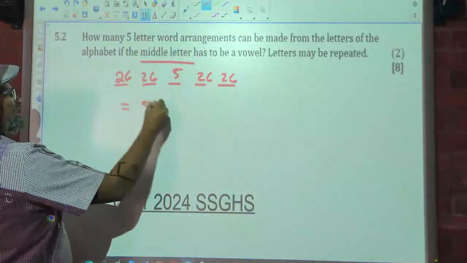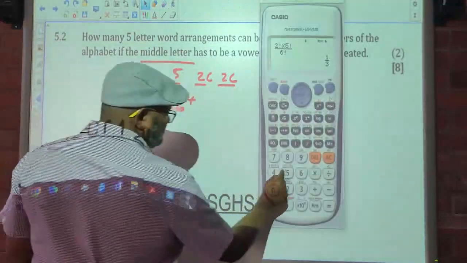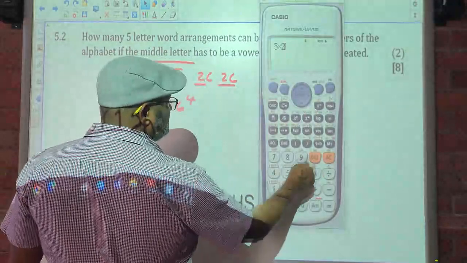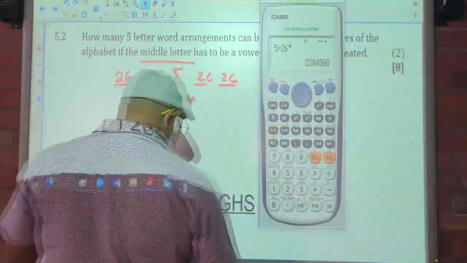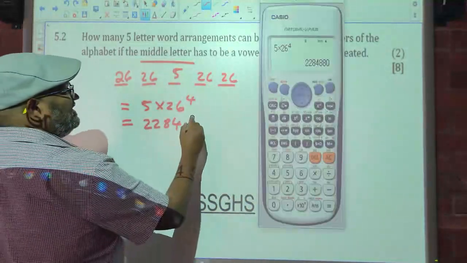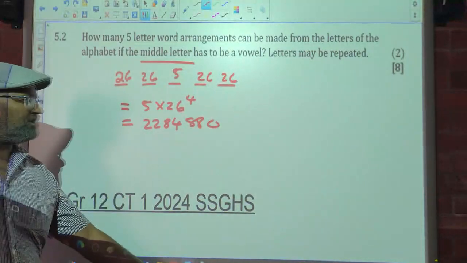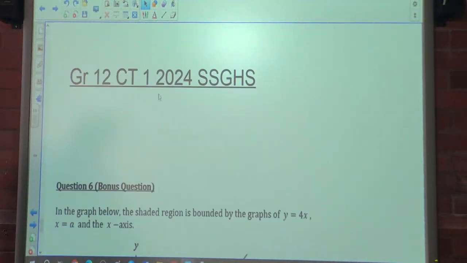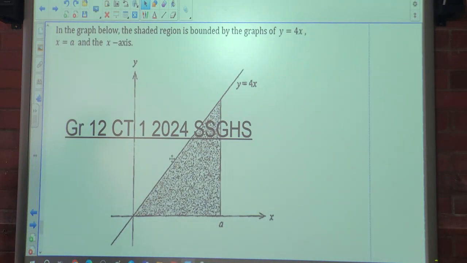So it's simply going to be 5 times 26 to the exponent 4, which gives us 2,284,880.